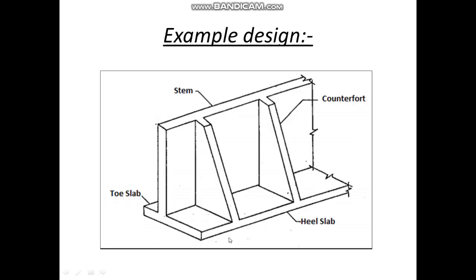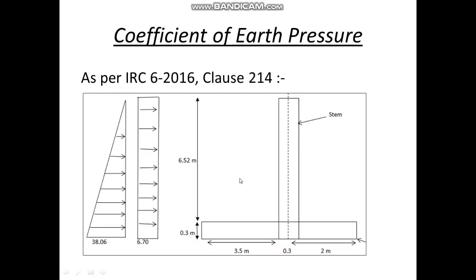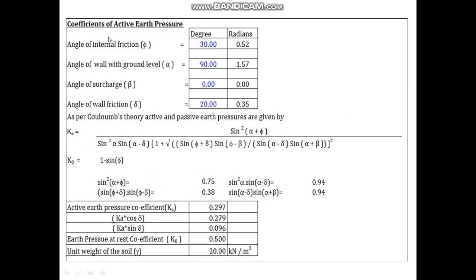Here you can have a clear picture of the counterfort retaining wall, how it looks. It looks like this. Here you can see the toe slab, this is the heel slab, these are the heel counterforts, this is the stem. Coefficient of earth pressure calculation. As here we are seeing it for 6.5 meter height, and other dimensions are variable as we have already discussed. So we will be calculating these dimensions as per the stability check. Now we will be going through these. Coefficient of earth pressure, this is the same.